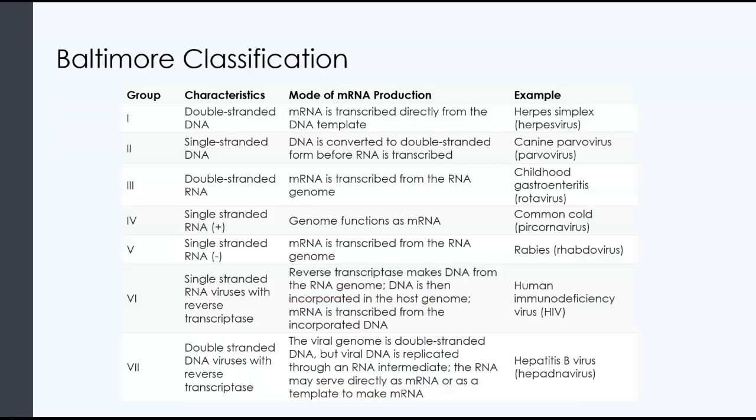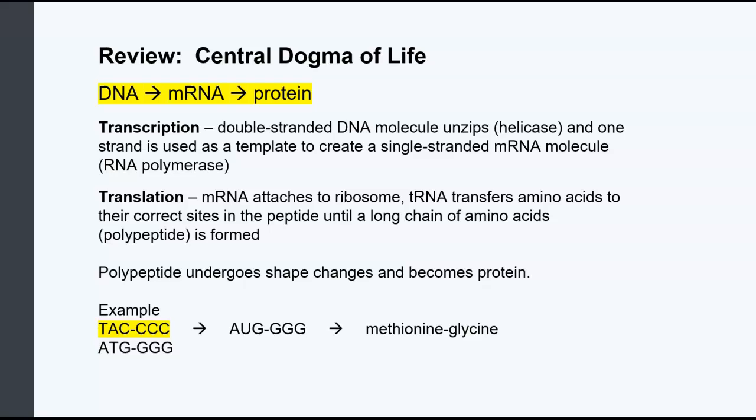Okay, now the Baltimore classification. The Baltimore classification groups viruses into 7 groups, based on the characteristics of the nucleic acid of the virus and its mode of messenger RNA production. Now, the production of messenger RNA in cells is called transcription. So Baltimore classification looks at the nucleic acid itself, and it looks at how transcription occurs. And this is what we learned.